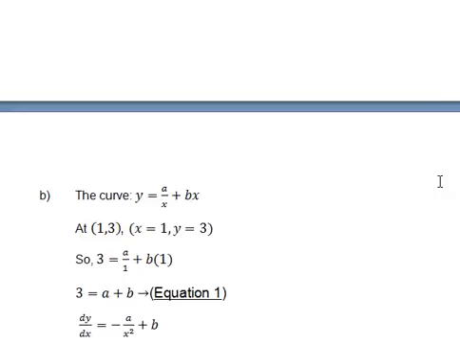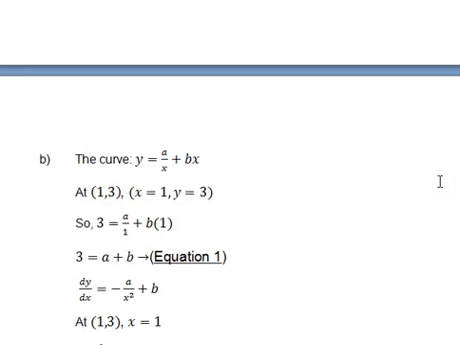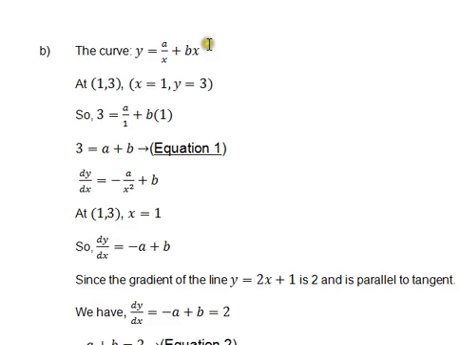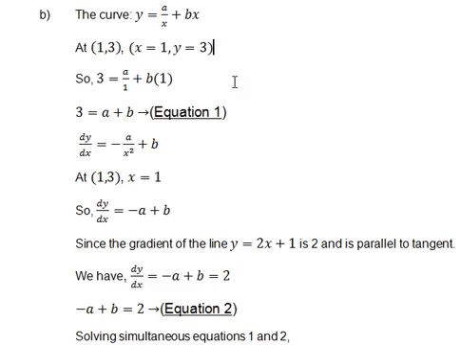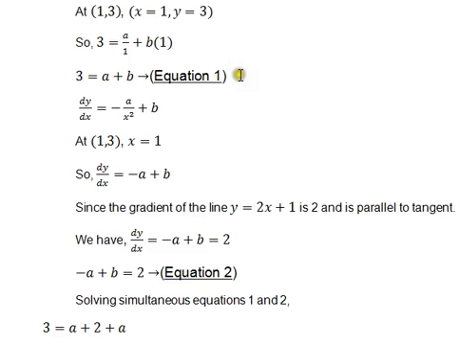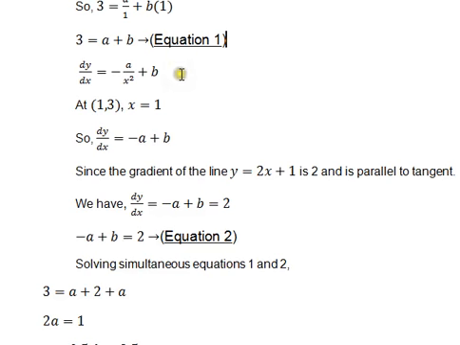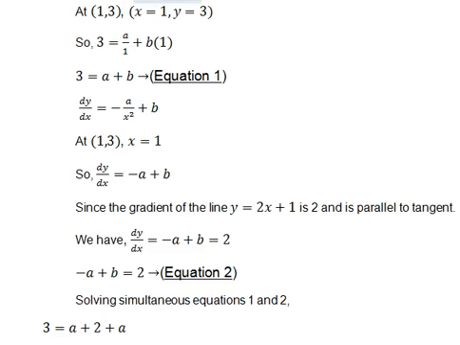Okay, as for part B, it is a very similar way of solving. We start off with the curve, and by using the coordinates given to us at x is equal to 1 and y equals 3, we have 3 is equal to a over 1 plus b times 1. And simplifying it, we'll have our equation 1. And same method again, we'll find the derivative of this curve. Okay, and we have negative a over x squared plus b.